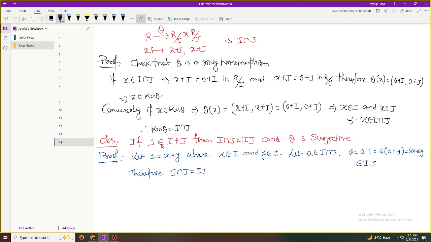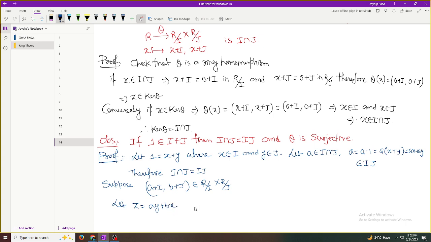Now why is theta surjective? Second part. Suppose a plus I, b plus j belongs to R mod I cross R mod j. Let z equals ay plus bx.